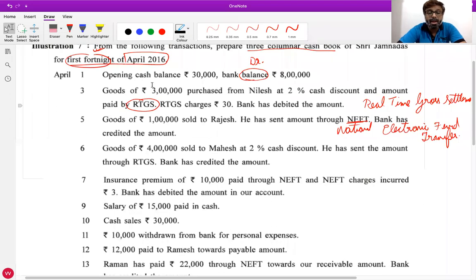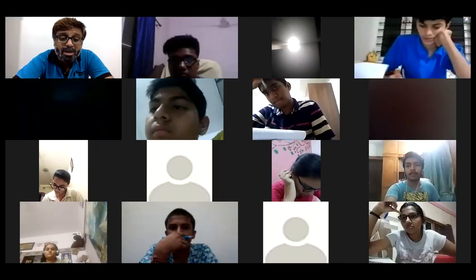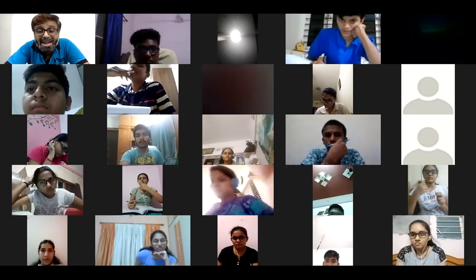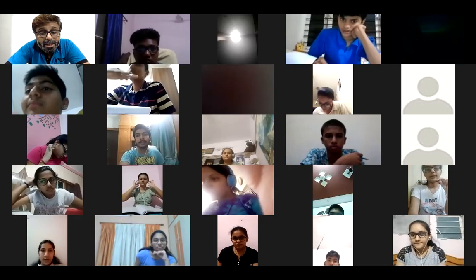Now, goods of 3 lakhs purchased from Nilesh at 2% cash discount and amount paid by RTGS. So can I say goods comes in debit, purchase account debit? And the amount is paid by RTGS, which means the bank is the giver, so credit the giver, bank account. And if you all remember, I told you that cash discount is the pet dog of cash and bank, in the Journal chapter.